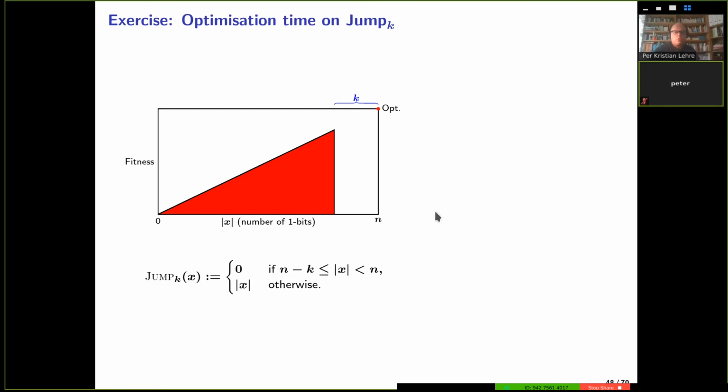You can also use this to prove that it takes a long time. So suppose we have the jump function here for a large k, it will take a long time to optimize this. But I won't have time to talk about this in detail.